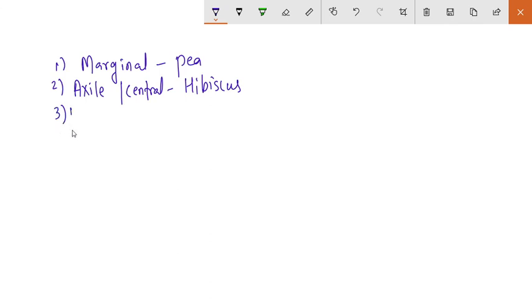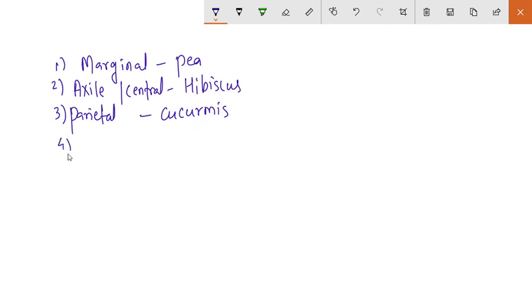Then third, that is the parietal, where the multicarpellary, two or three carpels are present and united, and the ovules are present at the periphery. So unilocular condition. In axial placentation, multilocular condition. In parietal, unilocular condition. Example, cucurbit, or we can say pepo किंवा cucurbit.